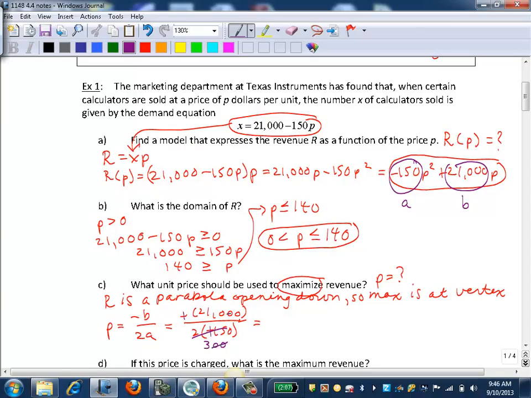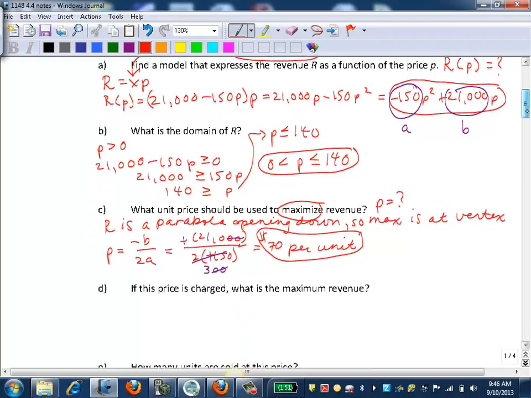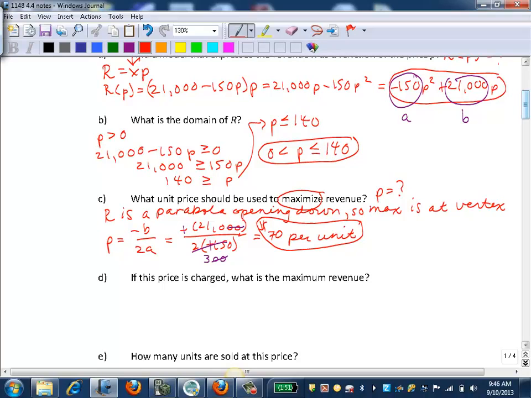If we divide by 100, that's the same as crossing off 2 zeros in the numerator and denominator. So that gives us 210 divided by 3. Well, 21 divided by 3 is 7. Add your 0, and there's 70. So that means this is P. P is price, so that's $70 per unit, in this case the unit of calculators. $70 per unit will give them the maximum revenue, the maximum money brought in per sale of these calculators. So that's the p-value at the vertex.